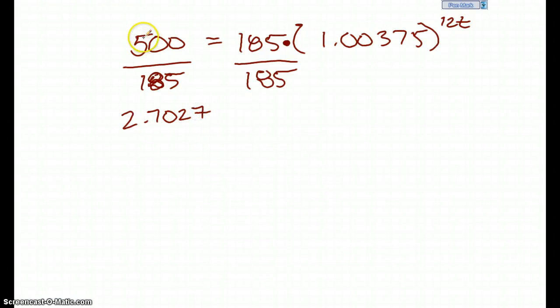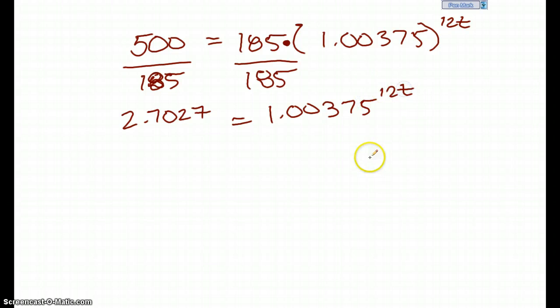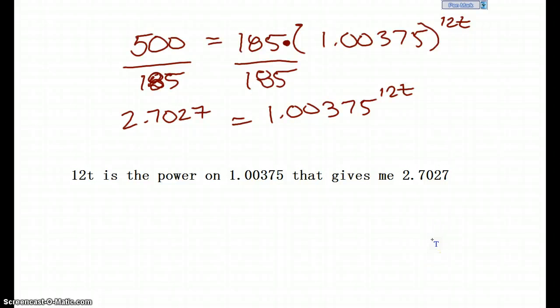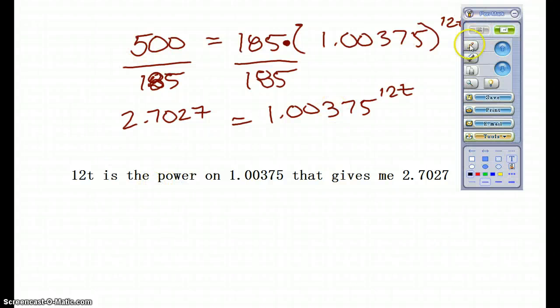2.7027 is the ratio between what I want and what I start with. The reason I'm doing this is because now I notice that, hey, this can be treated as a logarithmic problem. I want to solve for part of the exponent. So I would say, in words, that 12t is the power on 1.00375 that gives me 2.7027. So what I will do is convert this into a logarithm.